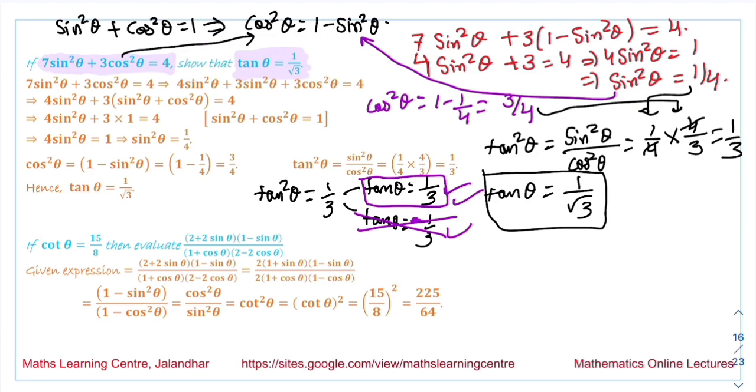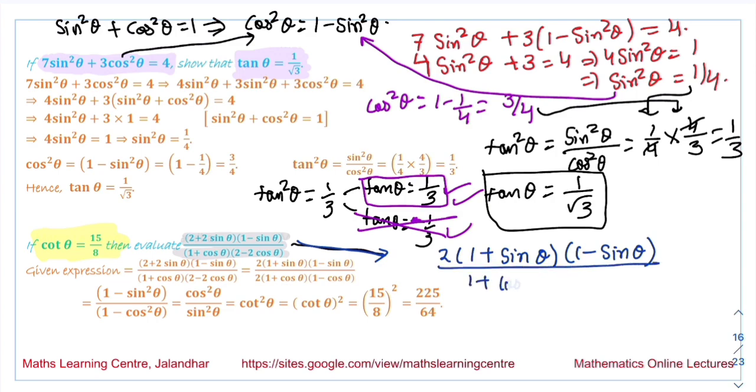Next is cot theta. This value is given to be 15 by 8. We have to calculate the value of this term. It is 2 plus 2 sine theta into 1 minus sine theta over 1 plus cos theta into 2 minus 2 cos theta. So we can write this term, if we take 2 common, as 1 plus sine theta into 1 minus sine theta over 1 plus cos theta. We have taken 2 common, and what we are left with is 1 minus cos theta.